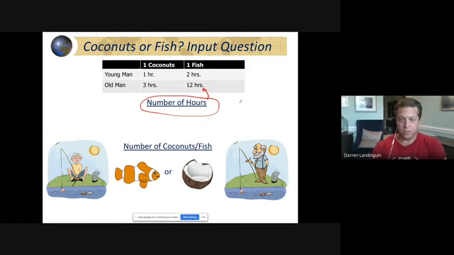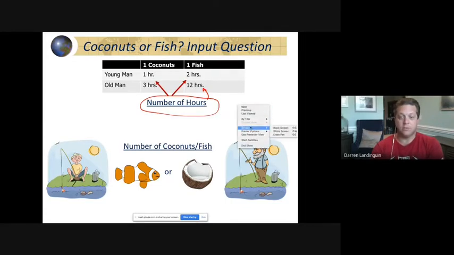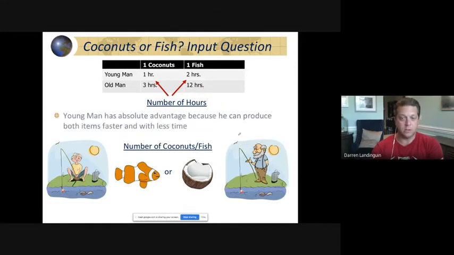So if we look at these numbers and say, who's faster at production, well, we can see the young man can do both items faster, right? He can catch fish faster. He can collect coconuts faster. The young man has an absolute advantage in both of these things as a result of the fact that he can do both faster. So it takes him 1 hour to collect coconuts, where it takes the old man 3 hours. It takes him 2 hours to catch fish, where it takes the old man 12 hours.